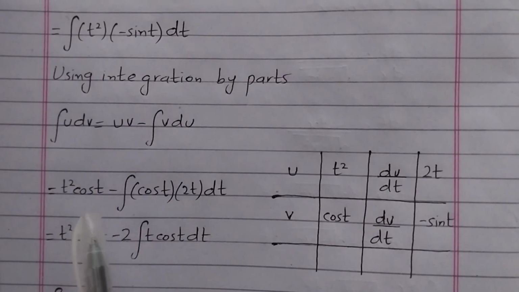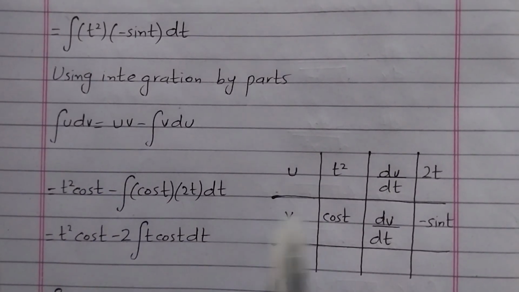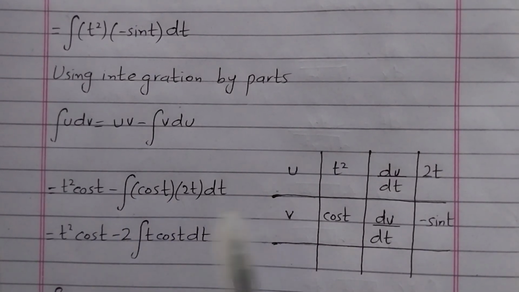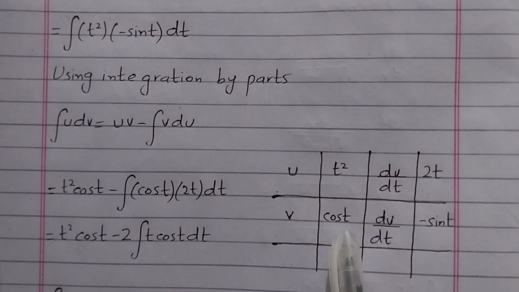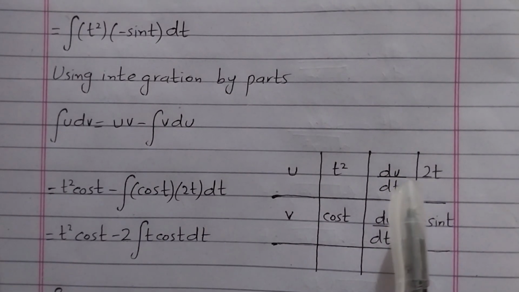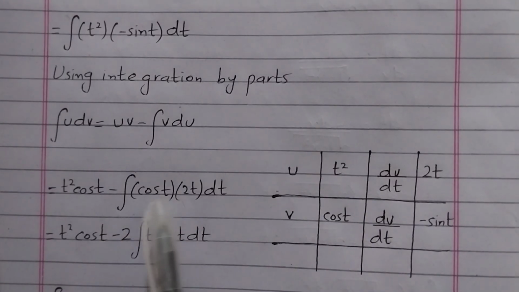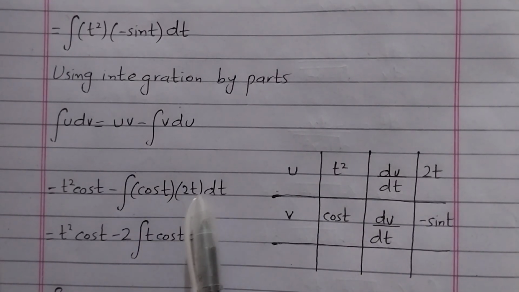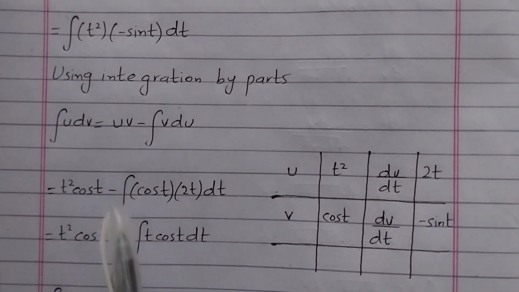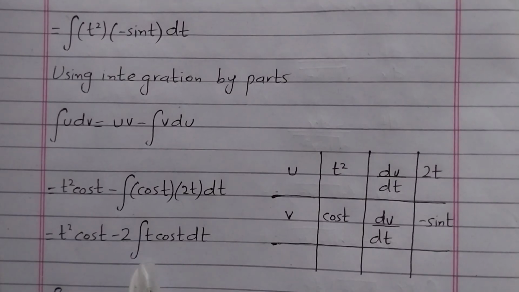So u is basically t square, v is cos t, minus the integration of v du. Here v is cos t and du over dt is 2t, so du is equal to 2t dt by cross multiplication. So v is cos t and du is 2t dt. So t square cos t minus, this 2 can be moved outside the integral, and we are left with the integral of t cos t dt.